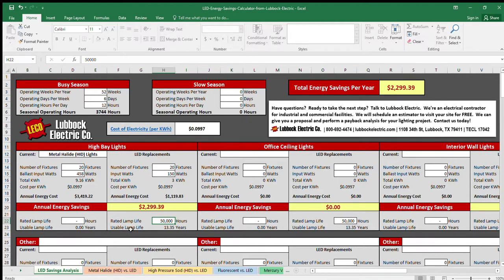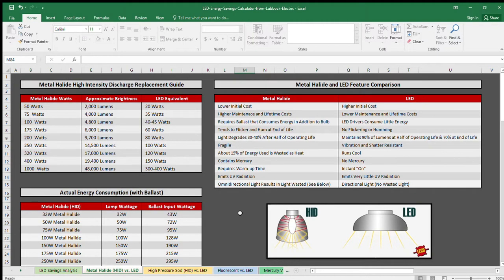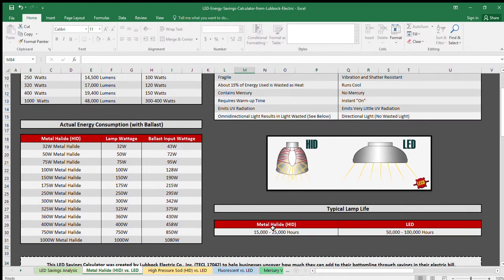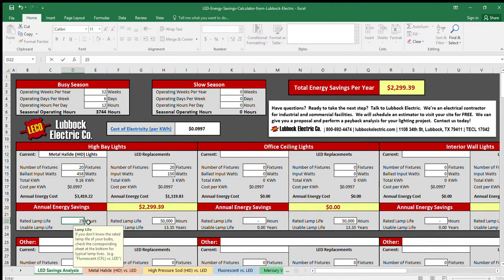We can further our comparison by looking at their relative lamp lives. We can find that information in the guides. So we see that metal halides will last up to 25,000 hours. And the calculator will show us how many years each lamp is going to last you. And this is based off of the operating hours. If we were to make a change up here, you will see the changes reflected also in your energy costs, your savings, and the usable lamp lives.